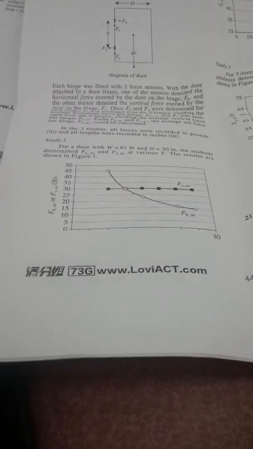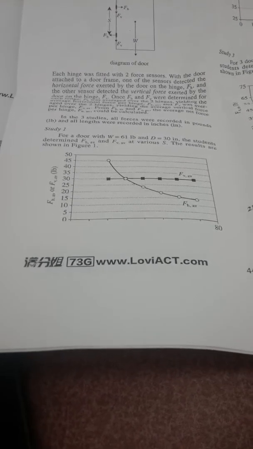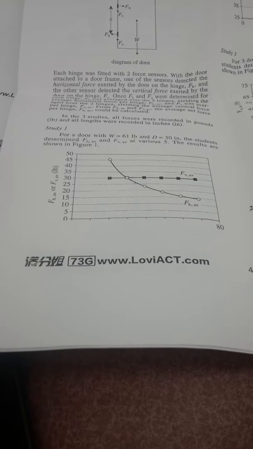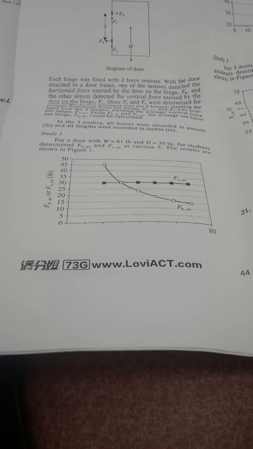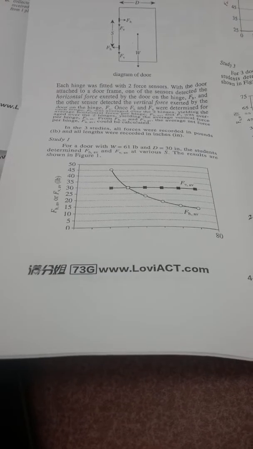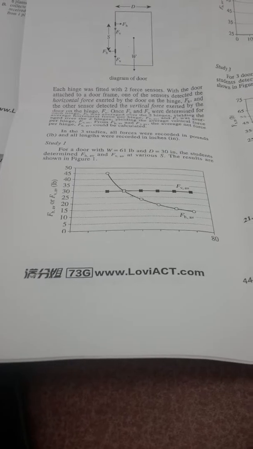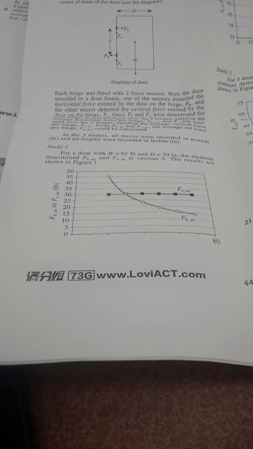Study 1. For a door with W equals 61 pounds and D equals 30 inches, the students determined FH average and FV average at various S. The results are shown in figure 1. There are the results.